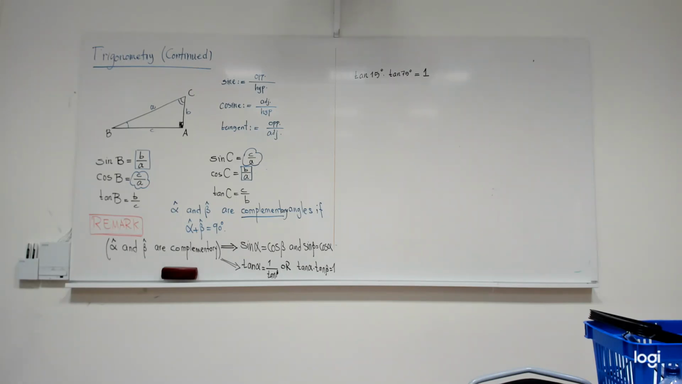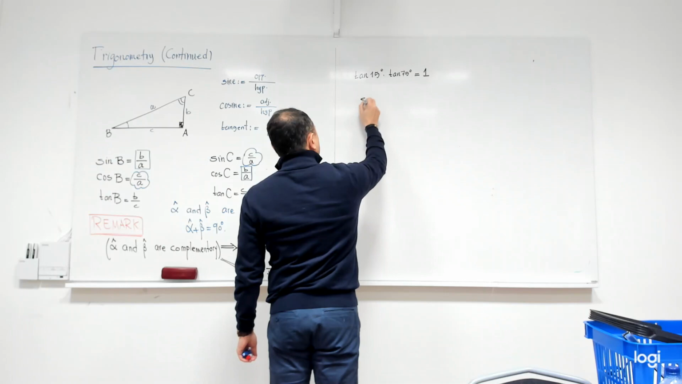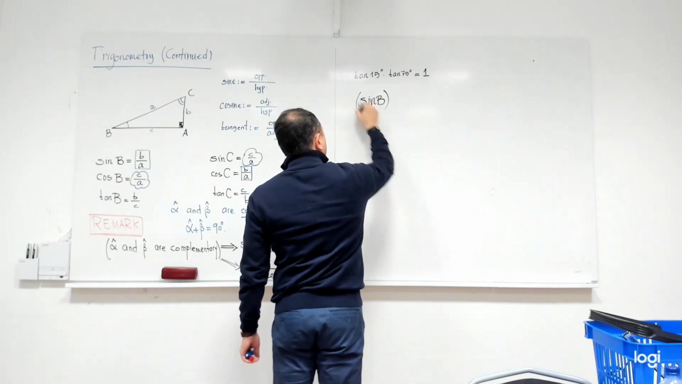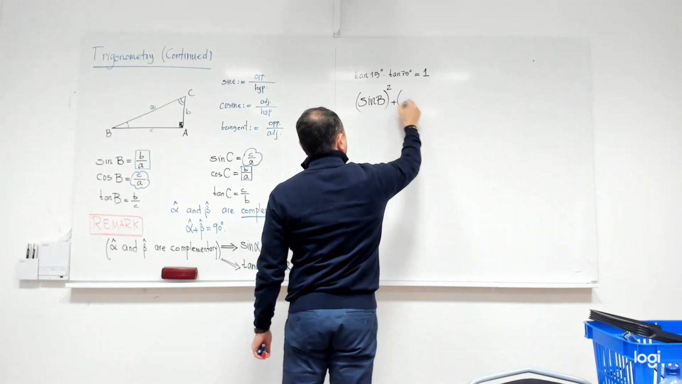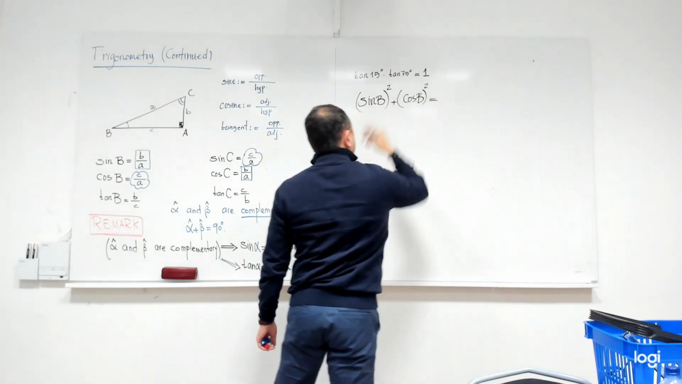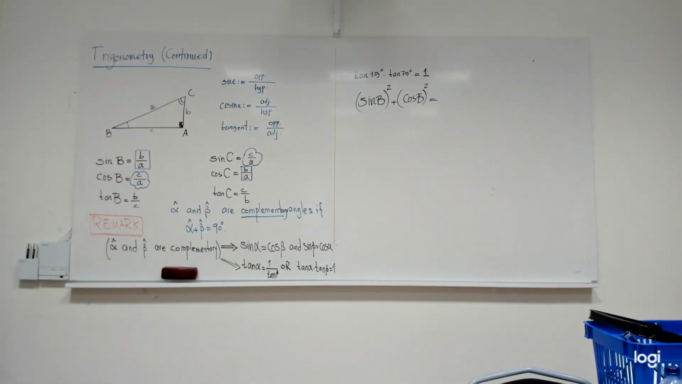Another relation which is very important to know is what is this combination? So sine squared, we calculated this before. Sine b to the power of 2 plus cosine b to the power of 2, we calculated this yesterday. Do you remember what the answer was? 1. It was 1 again, yes?